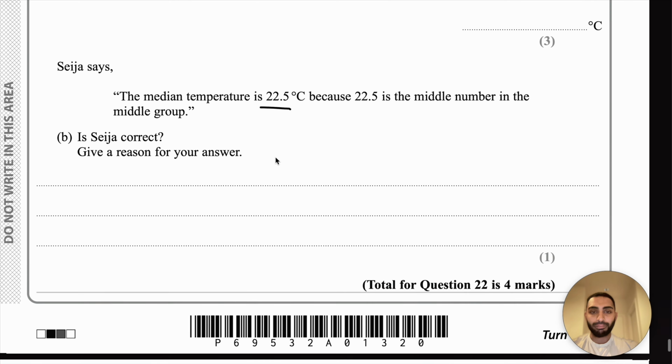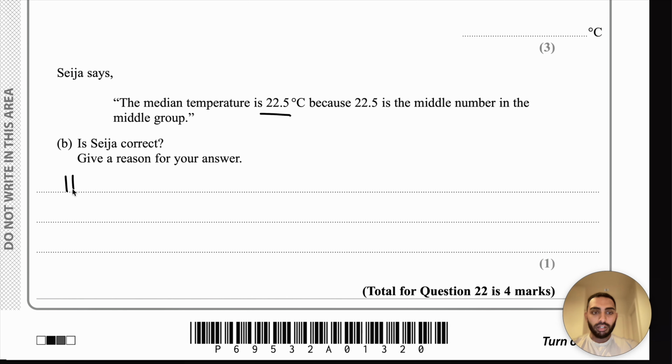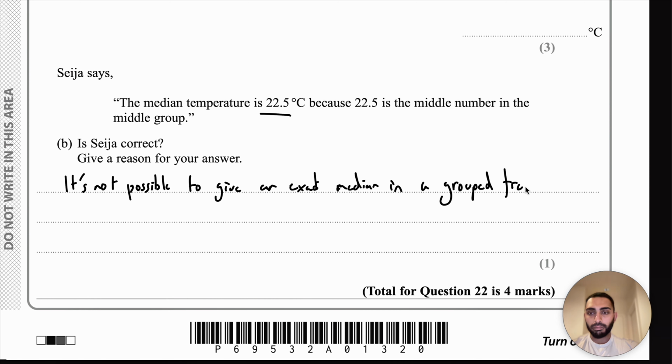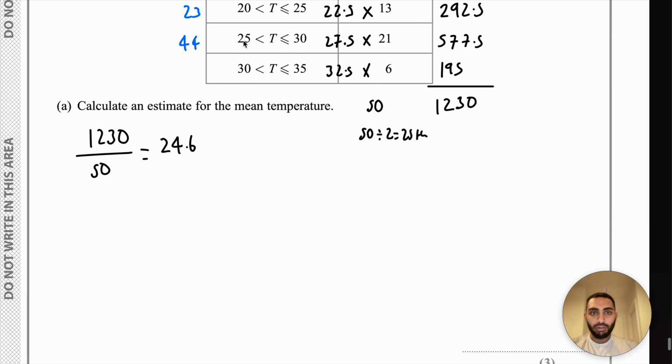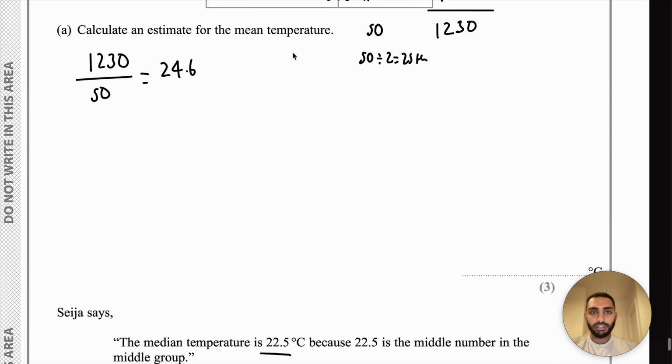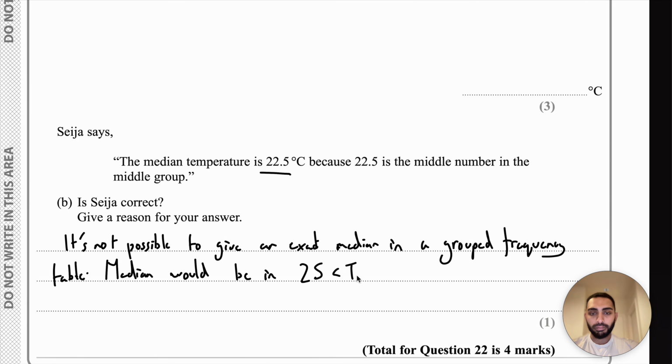So we can just write, it's not possible to give an exact median in a grouped frequency table. And we can say the median would be in, and we'll just write this down, in this group 25 and 30, so between 25 and 30.